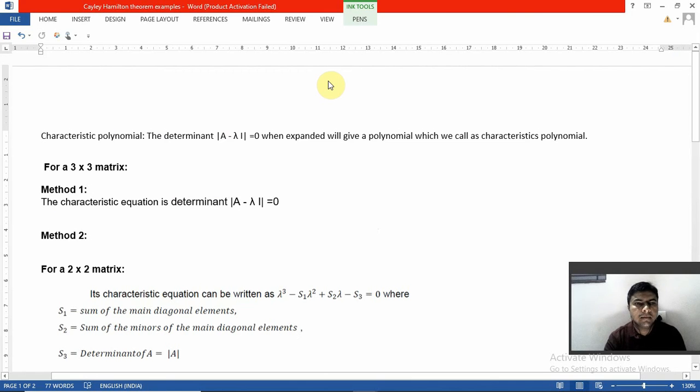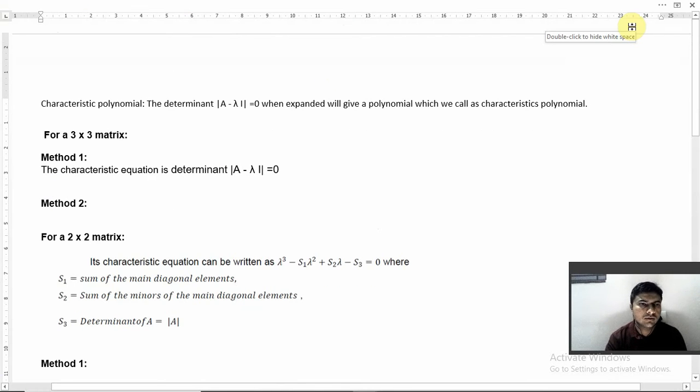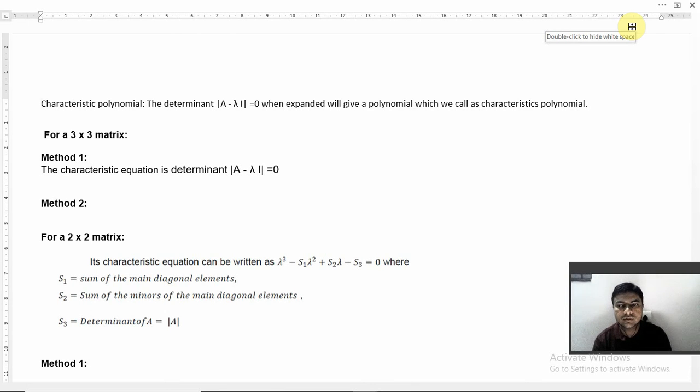Yes students, here we have Cayley-Hamilton theorem. So before going to Cayley-Hamilton theorem, we see what is characteristic polynomial. So here I am going to define characteristic polynomial. The determinant mod of A minus lambda is equal to 0, when expanded, will give a polynomial which we call as characteristic polynomial. This is very important students. You can see how characteristic polynomial is defined.